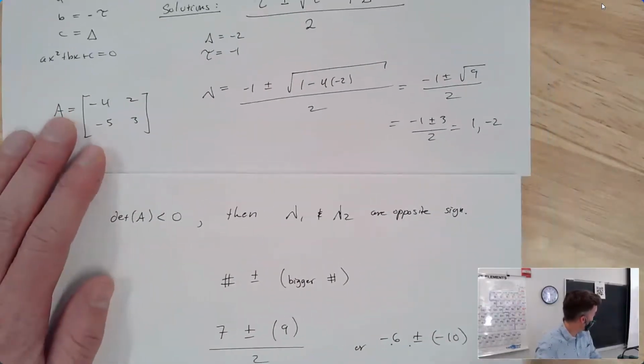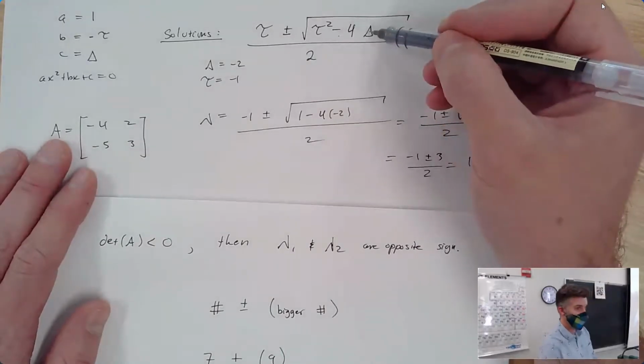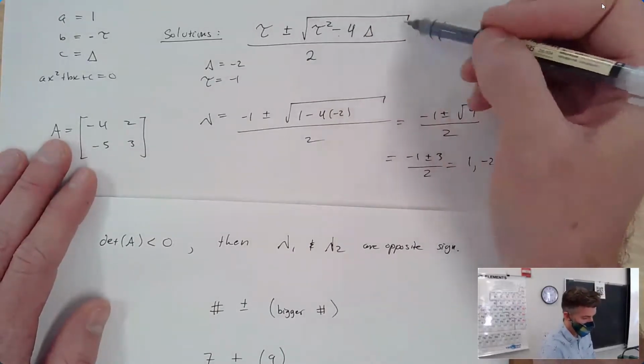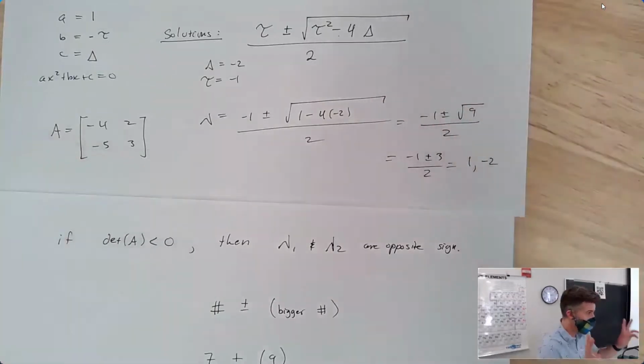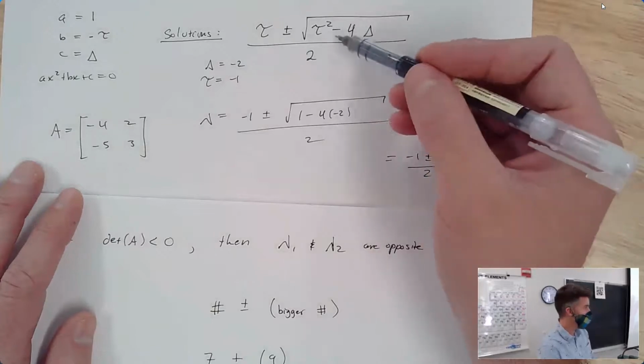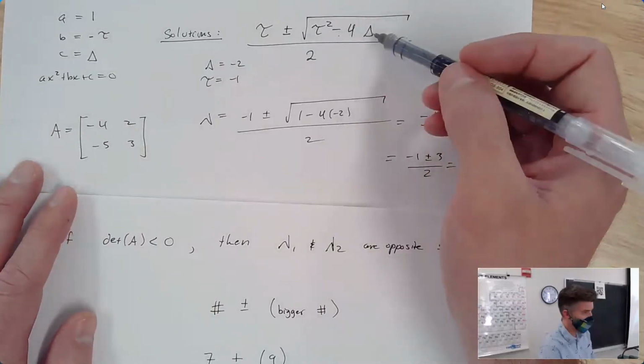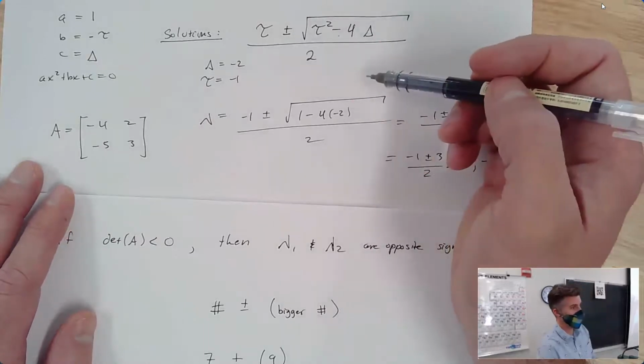If delta happens to be negative, then you have a negative times negative, which is positive, and whatever you've got here is a number that's bigger than tau, because you've got the square root of tau squared plus some stuff, which is bigger than tau. So whenever your determinant's negative, you always get a saddle.